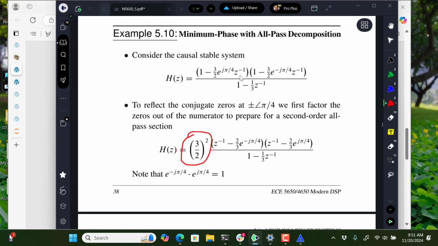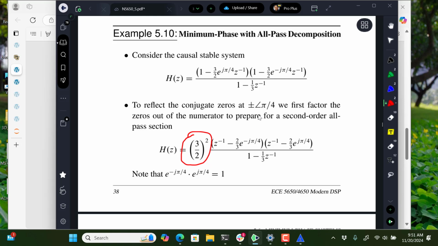So what we do is you look at factoring. So you factor out these 2 zeros that are outside the unit circle, and when you do that, you have 3/2 times e to the minus j pi over 4 and 3/2 times e to the j pi over 4. Those 2 exponentials go away, so you just get this 3/2 squared, and now you're left with this configuration, and this looks like part of an all-pass filter at this point.